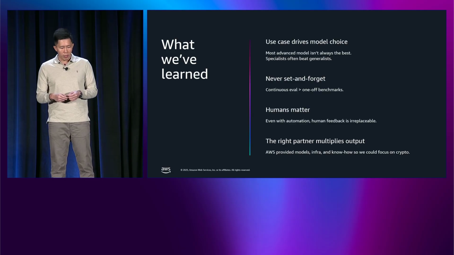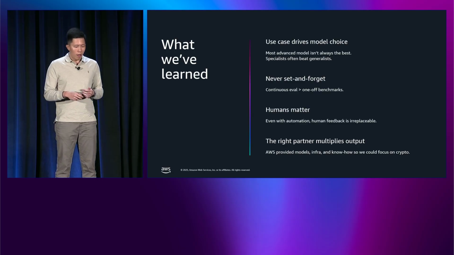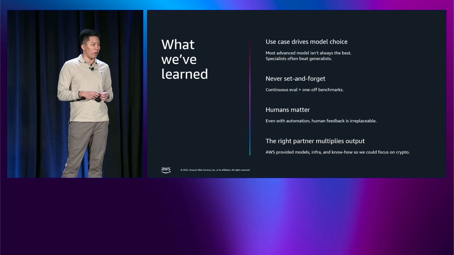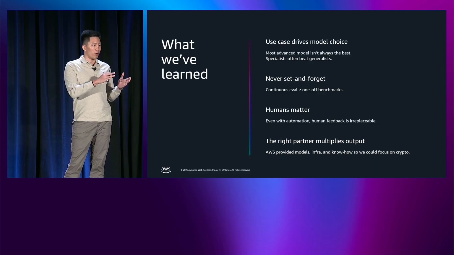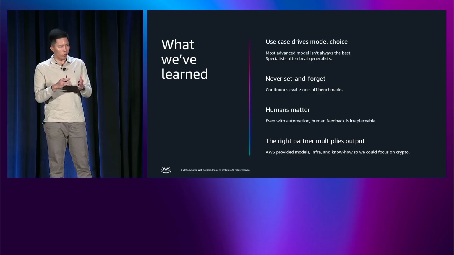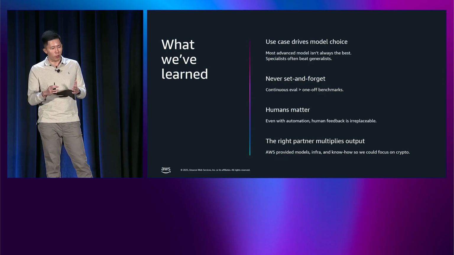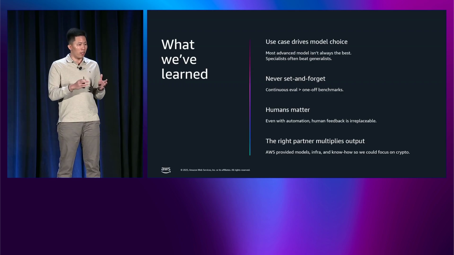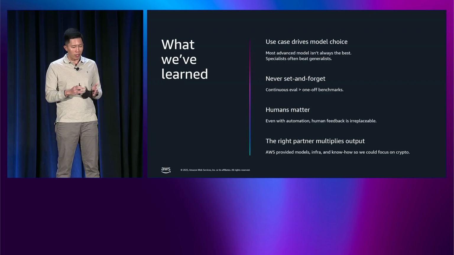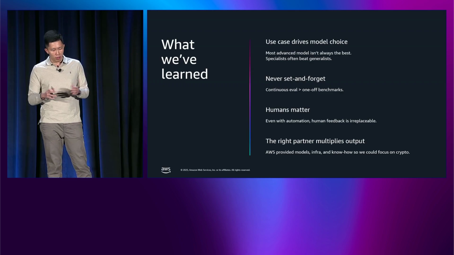So to sum up, 4 points. First is the use case drives model choice. The best model, a Ferrari car, isn't always suitable for every job, isn't always suitable for delivering groceries. Specialists usually beat generalists for different use cases.